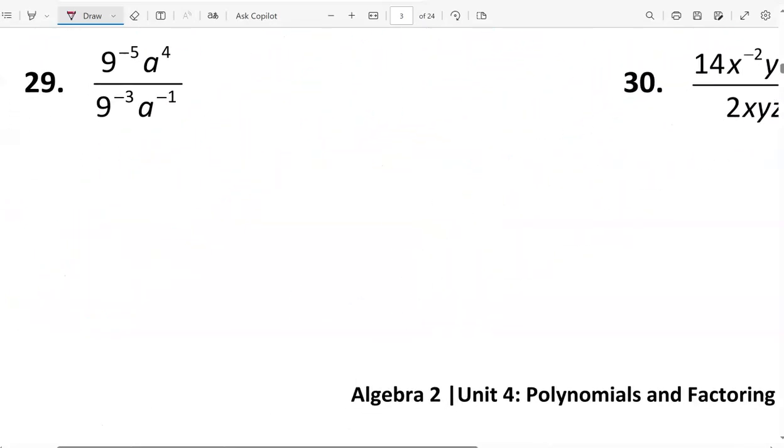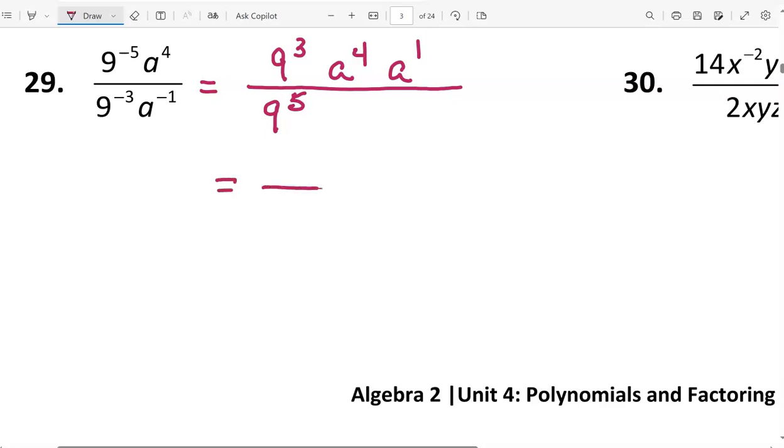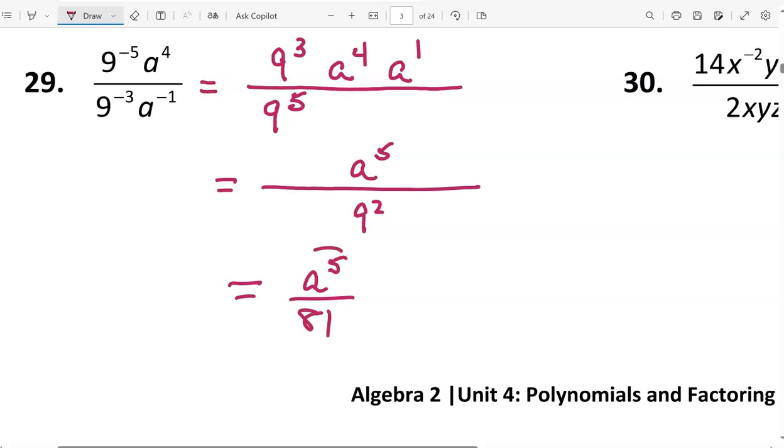For number 29, we can again move any factors that are negative exponentiated. So that moves the factor of 9 to the negative 3 to the numerator, 9 to the positive 3. 9 to the negative 5 in the numerator moves to the denominator, becomes a factor of 9 to the positive 5. a to the 4th has a positive exponent, can stay where it is. And then a to the negative 1 is going to move to the numerator, become a positive 1 exponent. Now we can cancel common factors. That's going to leave us with a 9 squared downstairs and an a to the 5th upstairs. Simplifying the numeric expression, that's a to the 5th divided by 81.